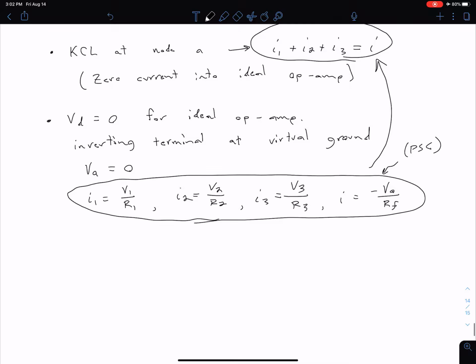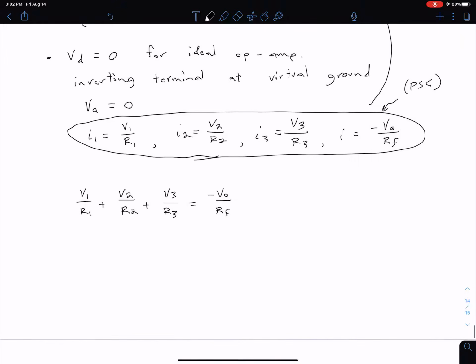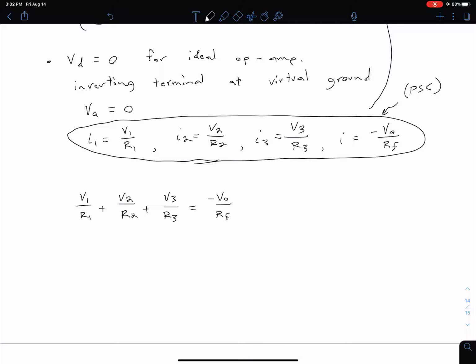So if we substitute in, we just have V1 over R1 for I1 plus V2 over R2 plus V3 over R3, and that's going to be equal to negative V0 over RF. And so of course to solve for what we want, to get our V0 on one side and our inputs on the other, we can multiply through by that RF on both sides and distribute that negative as well. So we can think about it as multiplying through by negative RF.